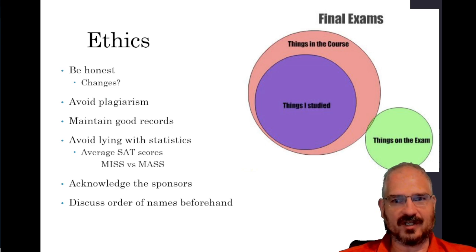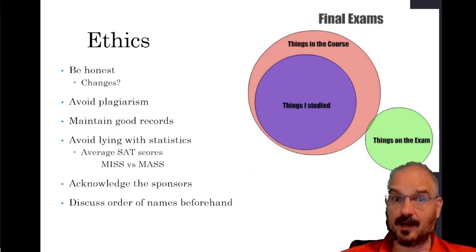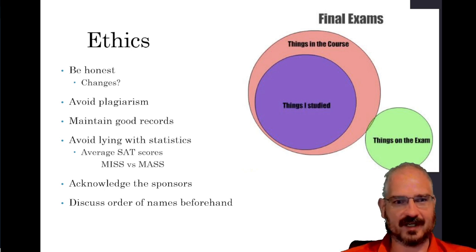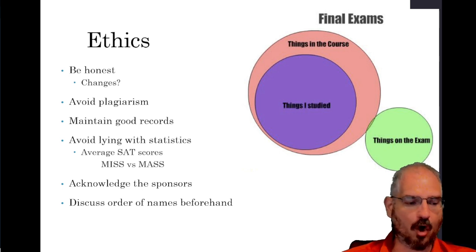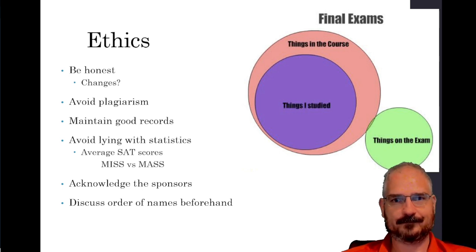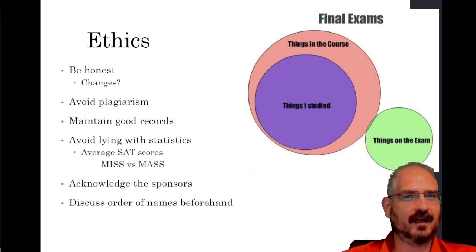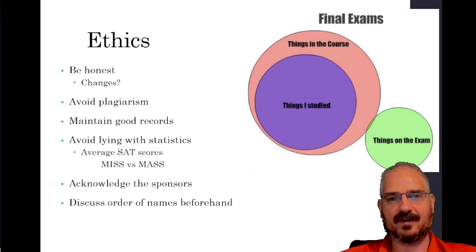Now, ethics. When you're publishing, when you're writing papers, when you're writing a book, when you're doing a dissertation, there are specific things we have to worry about that are ethical issues that we need to be concerned with. Number one, always be honest. Never, ever, ever lie in your paper. The closest you should ever come to lying is withholding private information, right?